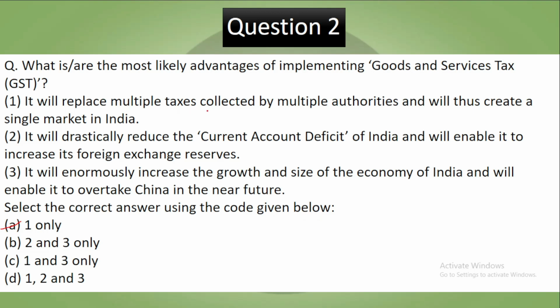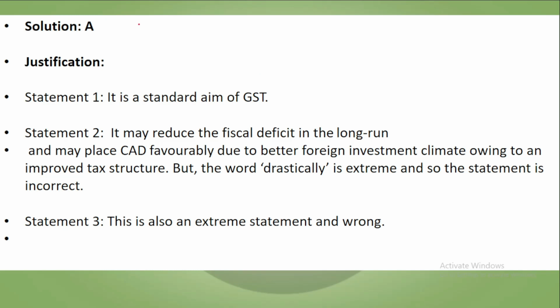ये multiple tax जैसे VAT वगैरह होते थे इन सबको हटा के ये एक single window tax system है जिसमें center state आपस में बांट लेते हैं CGST and SGST. So your answer is A. Statement first is the correct. This is the standard aim of it.